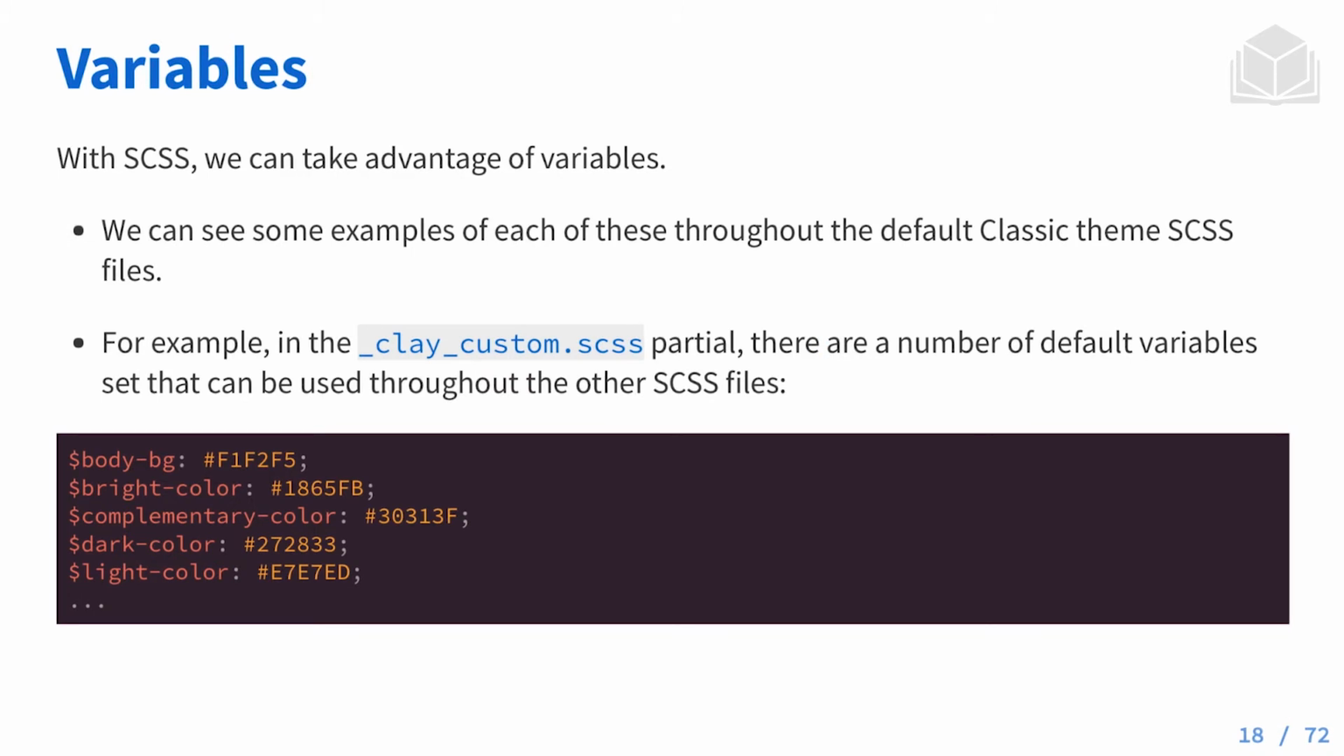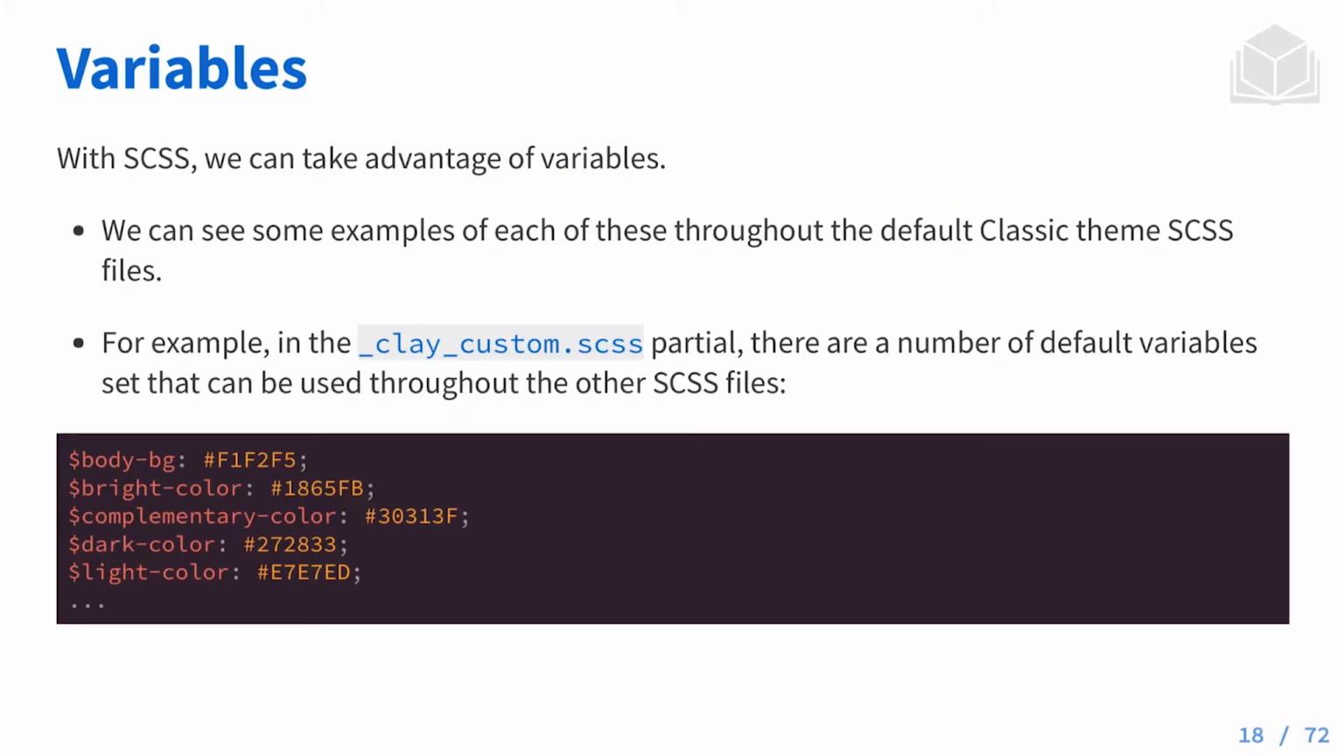We also have things like variables that we can take advantage of. For example, if we look in the clay custom partial, there are a number of default variables that can be set here. You'll see some of these that we can actually modify. The main benefit of doing something like this is we can provide a number of variables for things like our color scheme, and then we can just use those variables throughout our CSS without having to worry about where each individual color is across all of our partials. By centralizing it here with our variables, we can just update the variables if we need to update the color scheme, and we should be good to go.